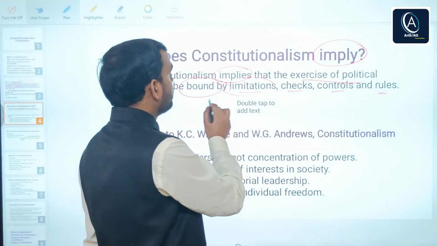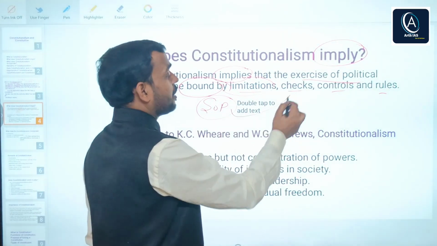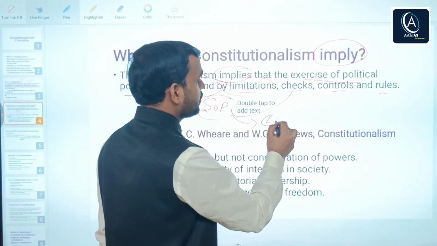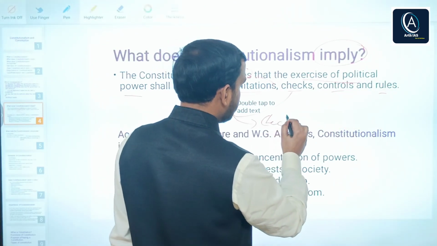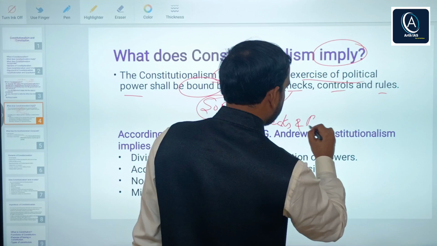Also, where there is the concept of separation of power, there is a method called checks and balance, checks and balance.